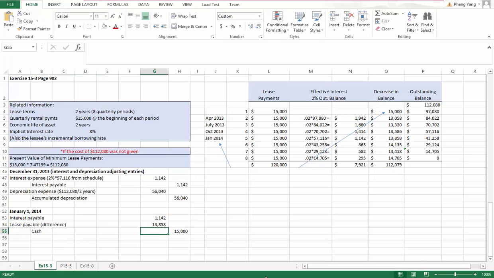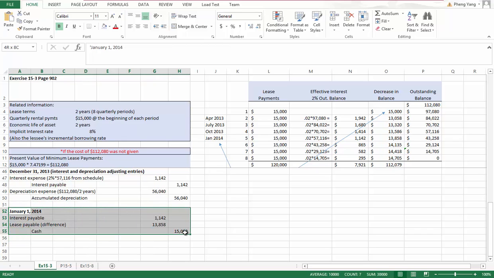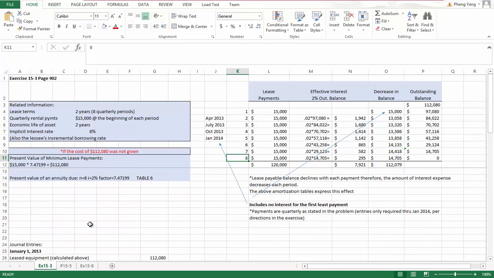So that's exercise 15-3. Every year or next year, they're going to do the same thing. They're going to accrue for interest expense and depreciation. And then January 1st, 2015, they're going to make the same entry. And then that's when the lease expires. Well, maybe not. No, excuse me, it's only a few more periods. In my mind, I was thinking something else. So basically, that's what that is for this problem.